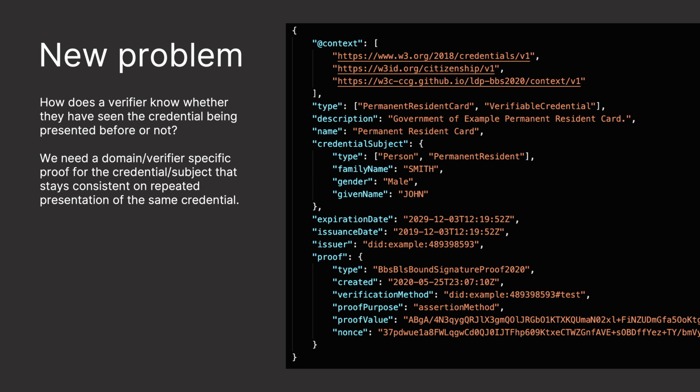So with this, there is kind of a new problem. How does a verifier know whether or not the exact credential they've seen before, or the credential subject described by the credential, they've seen it before? And essentially there's a need to have a domain or verifier specific proof that remains consistent over repeat presentations of the same credential or credentials from the same subject. So that's the kind of problem. So essentially we need this concept of a domain or a verifier specific proof for the credential subject that stays consistent on repeat presentations of the same credential.